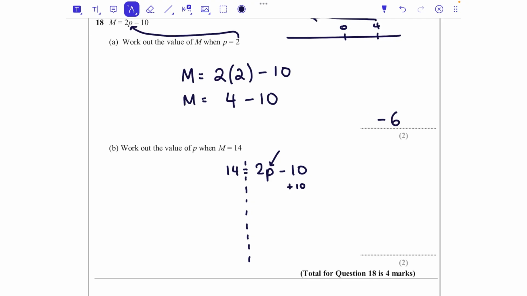We're going to start by adding 10 to both sides, and that is 24 equals 2p. And then I don't want two lots of p, I just want p on its own. So to do that, I'm going to divide this side by 2, and I also need to divide this side by 2, because what I do to one side, I also need to do to the other. So p would equal 12 in that case.